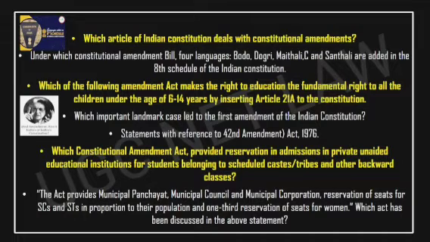With a view to making the right to free and compulsory education a fundamental right, the Act inserts a new article, namely Article 21A, conferring on all children in the age group of 6 to 14 years the right to free and compulsory education. So the Act amends Part 3, Part 4 and Part 4A of the Constitution.